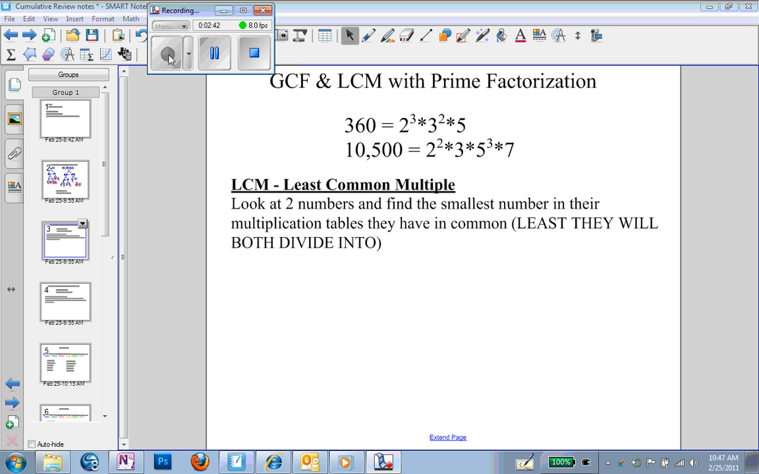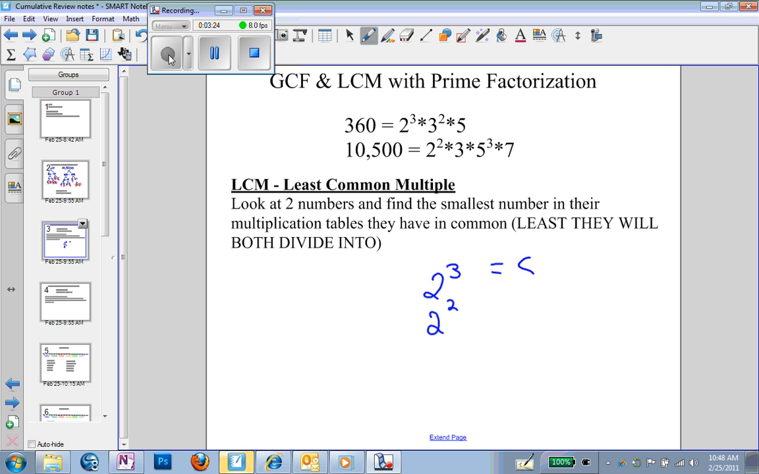When you're asked to find the least common multiple, that means you're looking at 2 numbers and you're trying to find the smallest number in their multiplication tables they have in common. So it's the least number they have in common, the smallest number they'll be able to both divide into. Okay? So what I want you to be able to do here is look at the 2 prime factorizations, the prime factorization of 360 and the prime factorization of 10,500, and think about each of the prime numbers as dividing into each other. So let's start by thinking about the 2 cubed and the 2 squared.